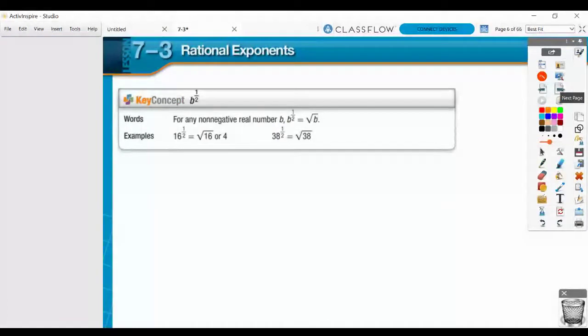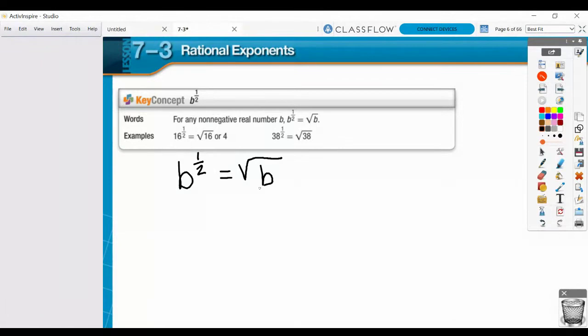Okay, so for the first kind of example of what we're going to look at, we are going to look at when you have a number or a variable raised to the 1/2 power. This is considered a rational exponent because the exponent is a fraction. And basically what you're going to do is turn this into a radical. So b to the 1/2 power is the same thing as the square root of b.